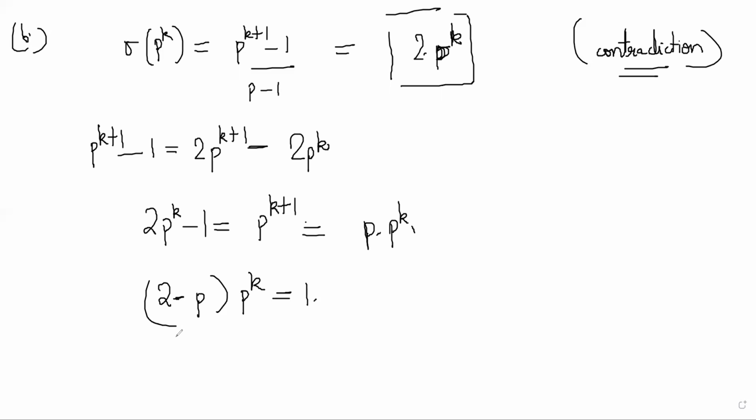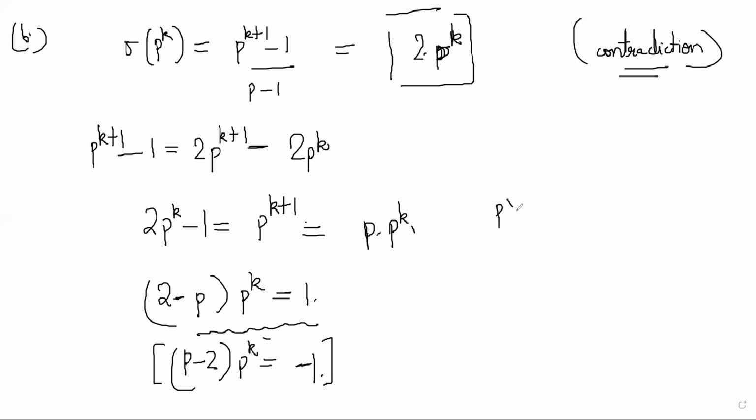Is it ever going to happen? One second. I don't think this can ever happen. This basically means P minus 2 into P power K is equal to minus 1. This is totally weird, right? First of all, if he's saying P is an odd prime, then P is greater than 2, right?